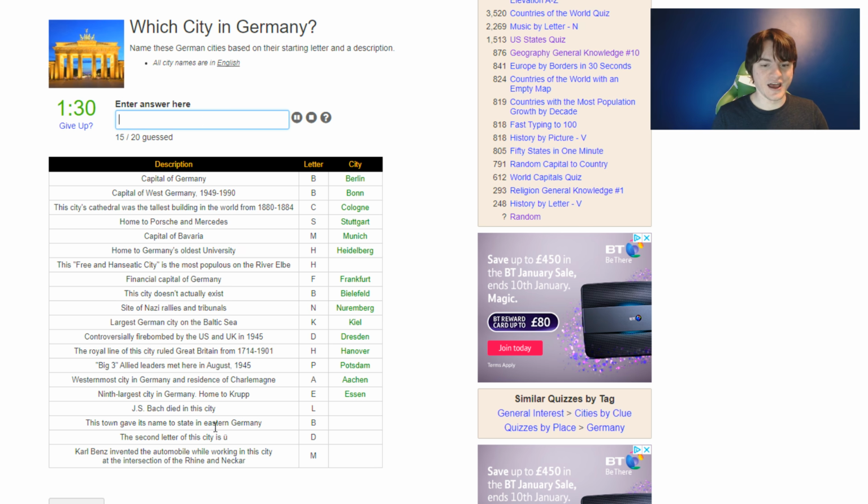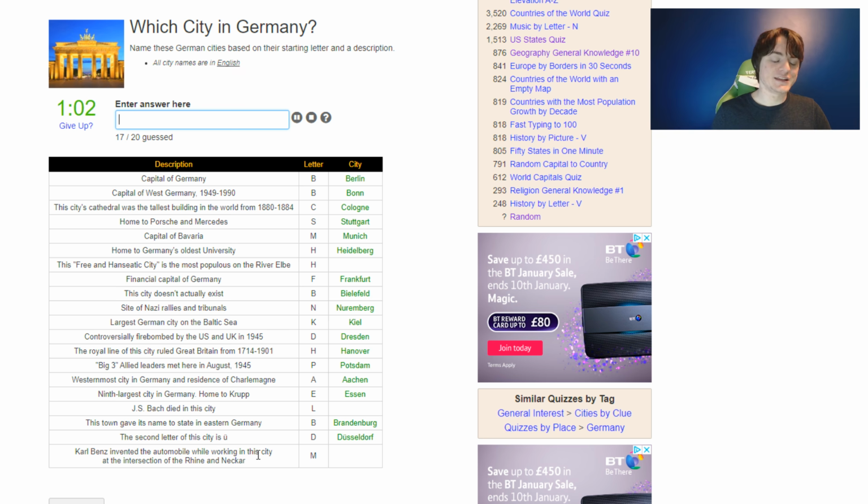Easy. J.S. Bach died in the city. Lübeck? That might not be a German city. Yeah, no, I don't know what it is then. The town gave its name to a state in eastern Germany. It's either Berlin or Brandenburg, but I guess it's got to be Brandenburg. Then the second letter of the city is U. Düsseldorf.